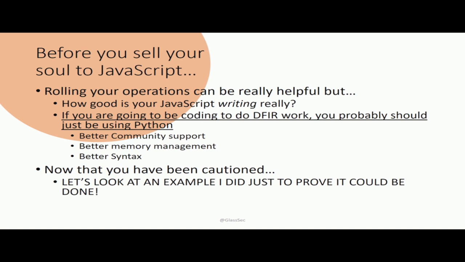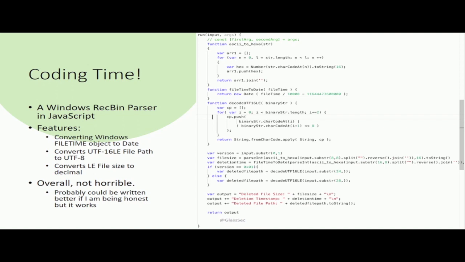It's got a lot more support. There's better memory management and better syntax, and you're not subject to how well a browser can run it. Now, with that being said, I did some other stuff just to see what could be done. So the Windows recycle bin parser in JavaScript looked something like this, and I can't swear that this is great code.